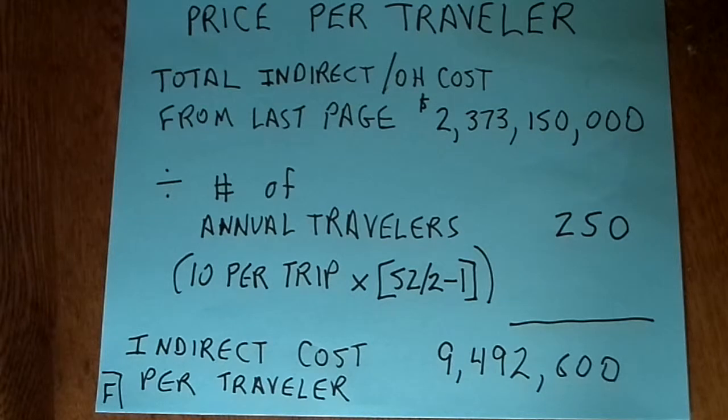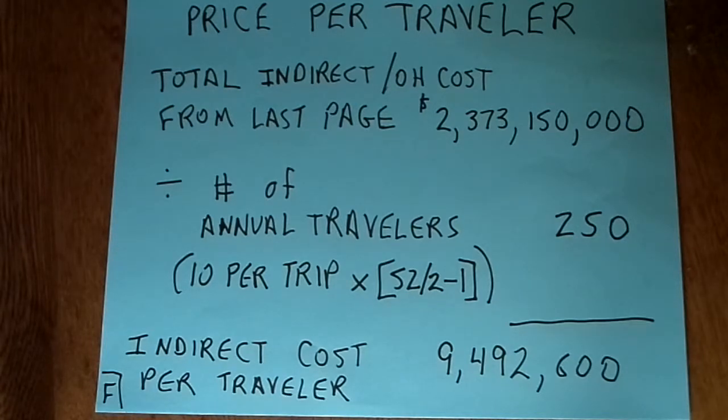So here, I added all those numbers up that were on the last page, and I came up to $2,373,150,000 in total. That's the total cost. And I divided it by the annual number of travelers. Now, how did I get that? Well, the case study says that 10 people can travel per trip, and it says that the company only has one ship.